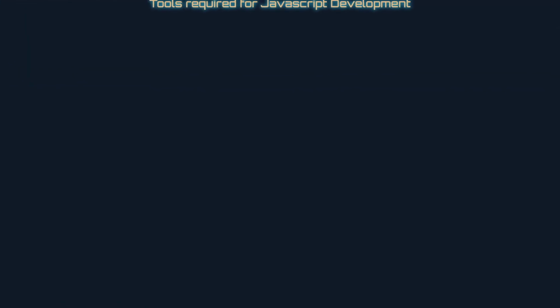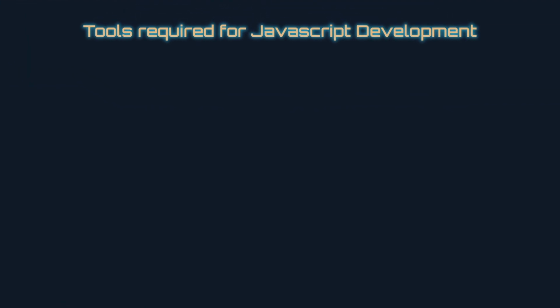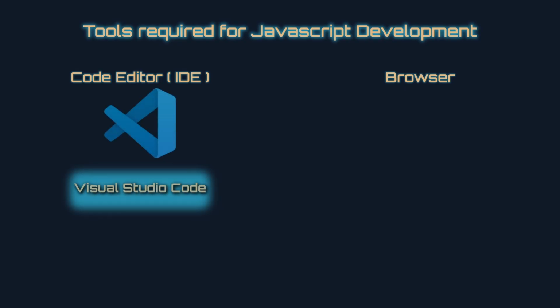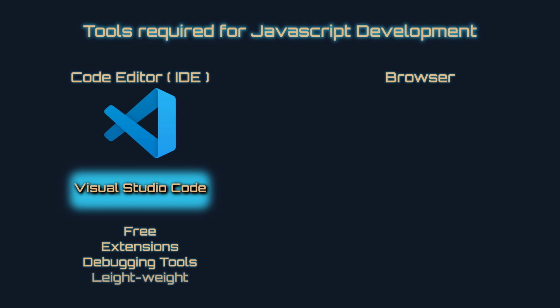The two essential tools for JavaScript development are a good code editor and a web browser. First up, VS Code. It's free, powerful, and works beautifully with JavaScript. It has great features like IntelliSense, extensions, and debugging tools that make writing code super smooth. Plus, it's lightweight and fast.